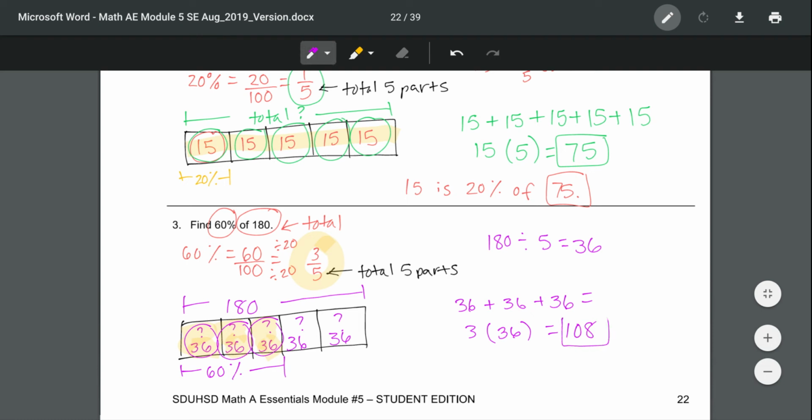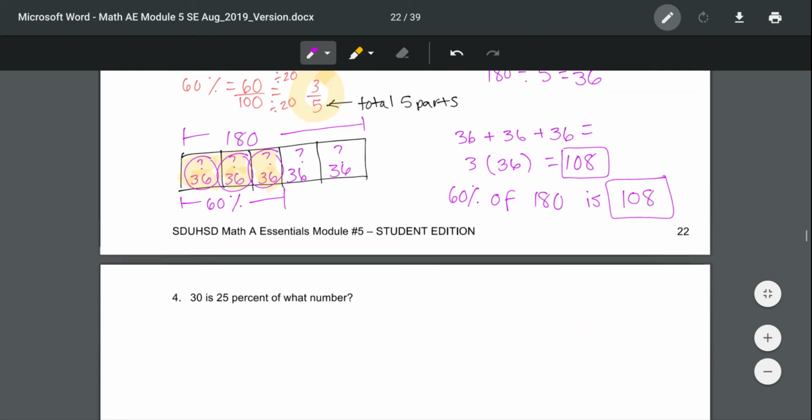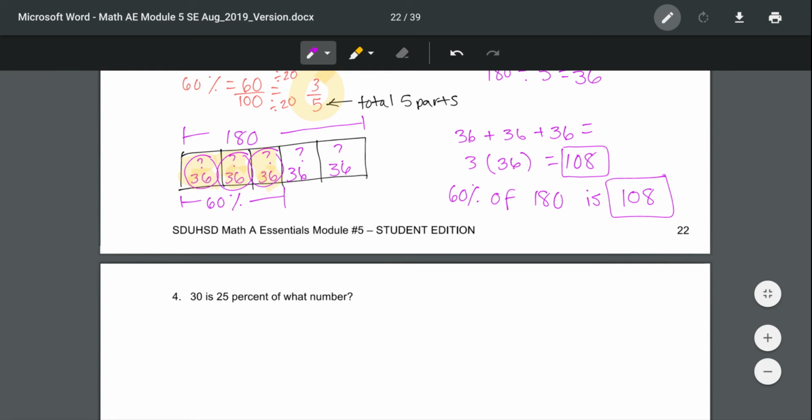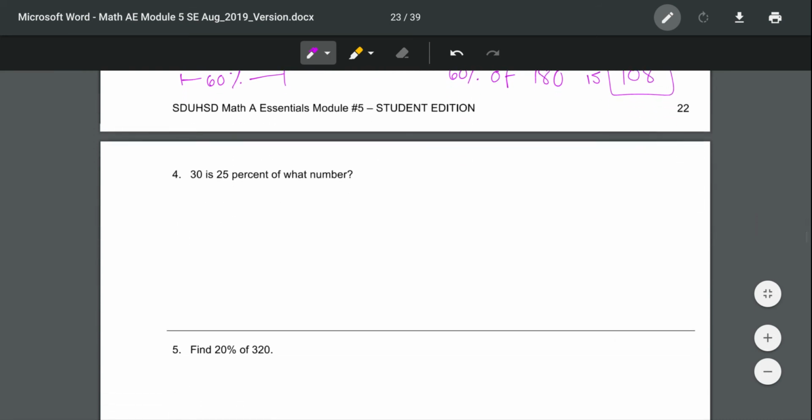And you get 108. So that means that 60% of 180 is 108. Okay, number 4, 30 is 25% of what number? So we're missing the total in this case. Okay, so 25%, you want to write that as a fraction, so 25 out of 100, which reduces to 1/4.